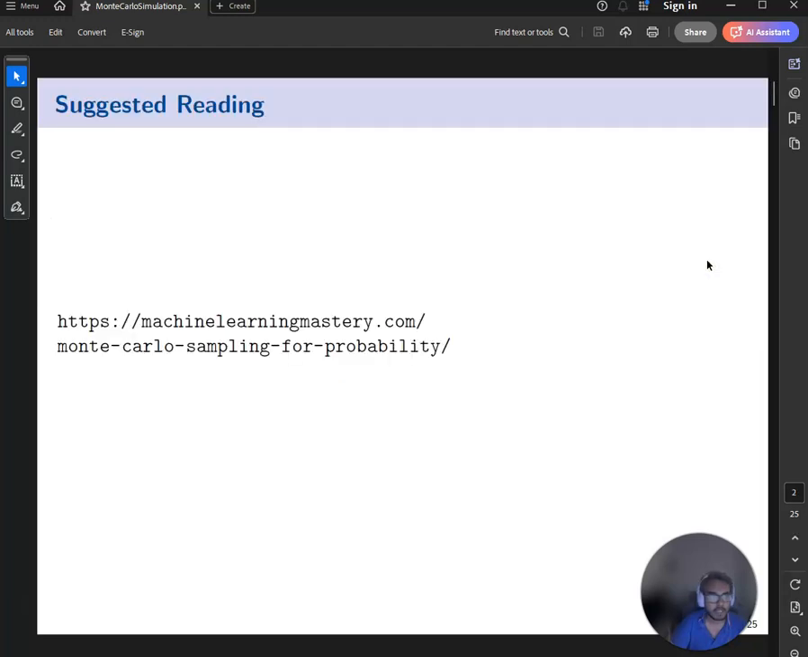So this is a suggested reading. I tried hard to come up with some materials that are less mathy, but unfortunately, I couldn't come across something that might be useful. Typically, Monte Carlo methods, at least the materials that I have come across, are pretty math intensive, and I don't think we need that much math for this course. But this is a link that you can check.